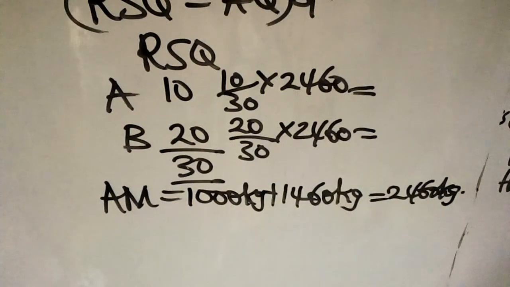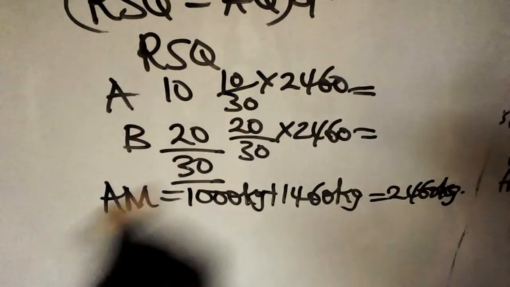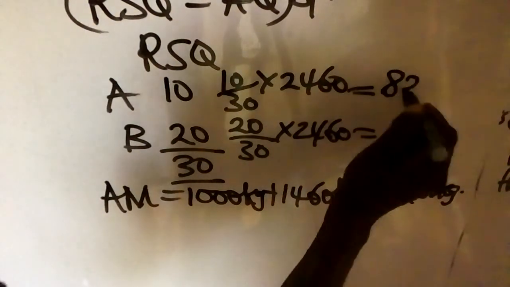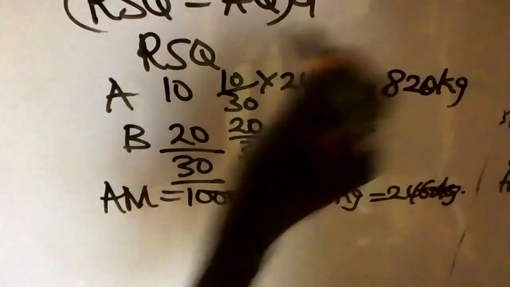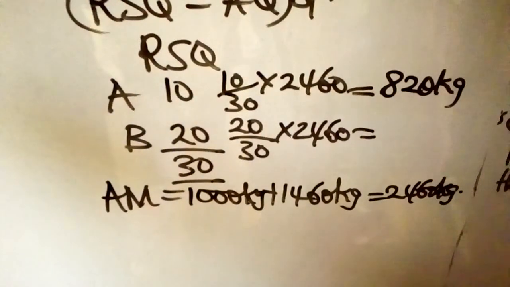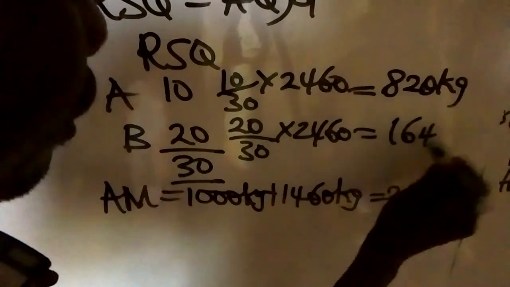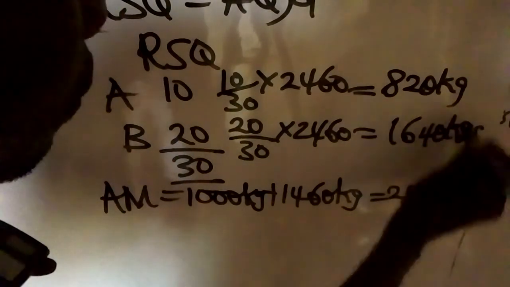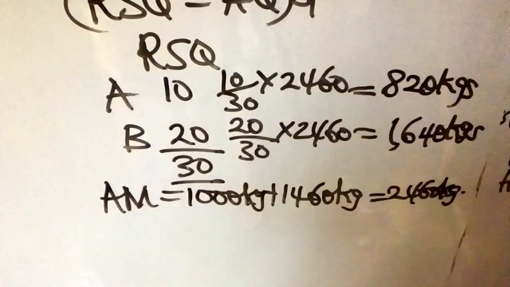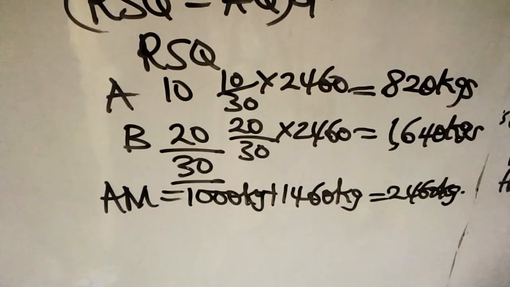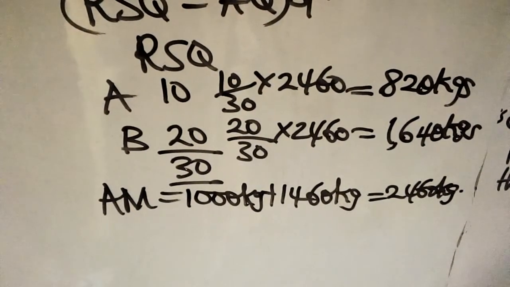For A now, 2460 divided by 30 times 10, that would be 820 kg. Times 20, then we have 1640 kgs. That is the revised standard quantity.